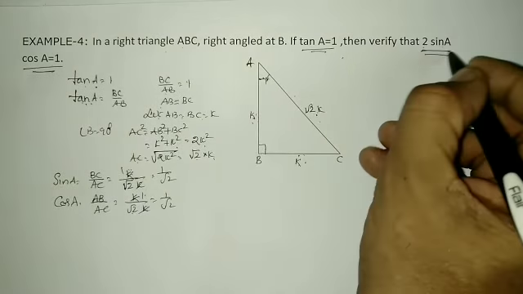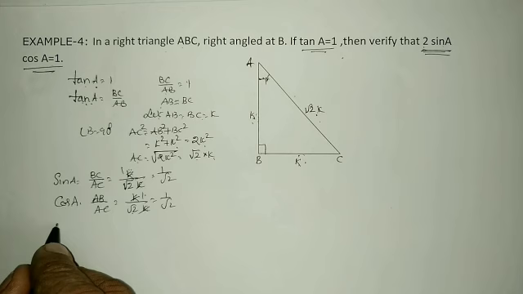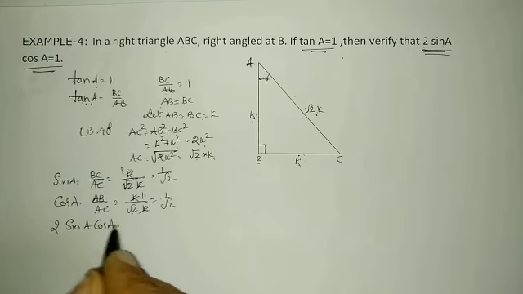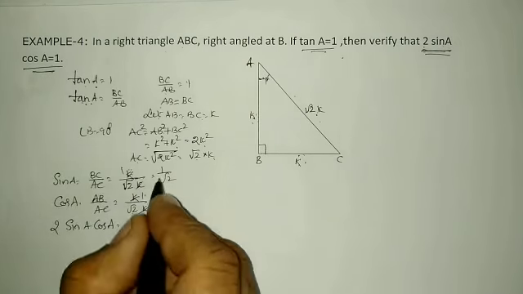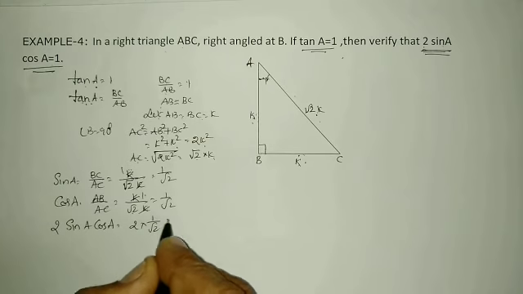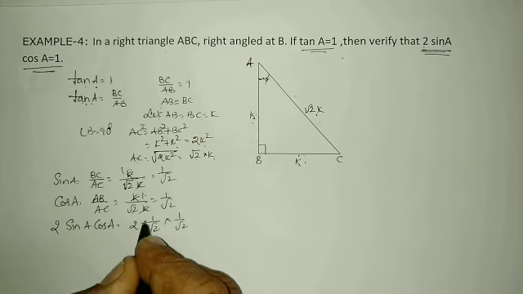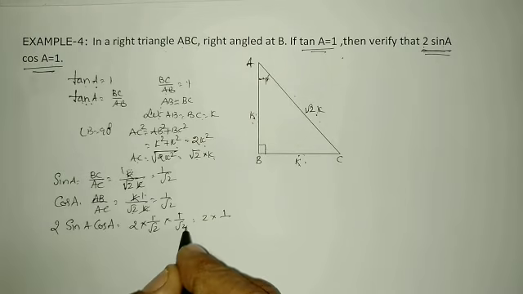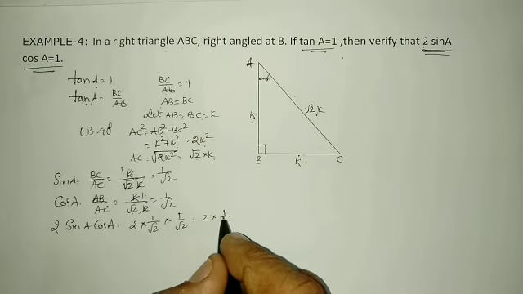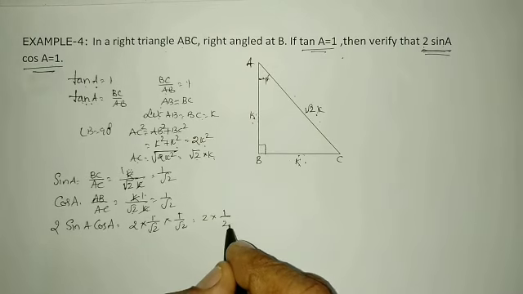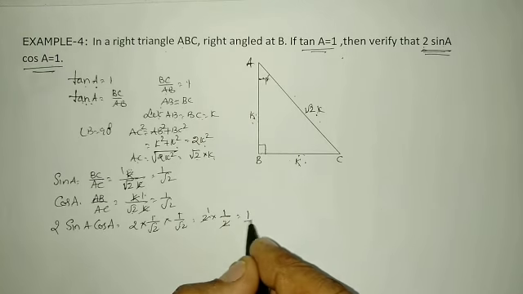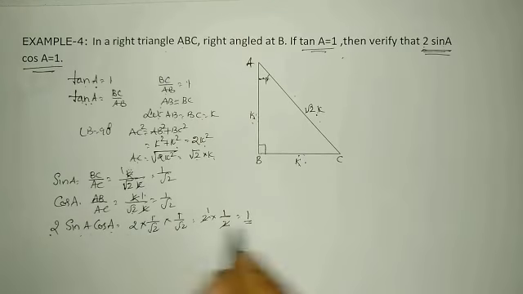Now I have to show that 2 sin A cos A equal to 1 or not. Take the left hand side 2 sin A cos A. So 2 into, what is sin A here obtained? 1 by root 2 and cos A 1 by root 2. 2 into 1 once 1, root 2 into root 2, root 4, the value of root 4 is 2. So root 2 into root 2 equal to 2. 2 once, 1 once, 1. So 2 sin A cos A equal to 1.